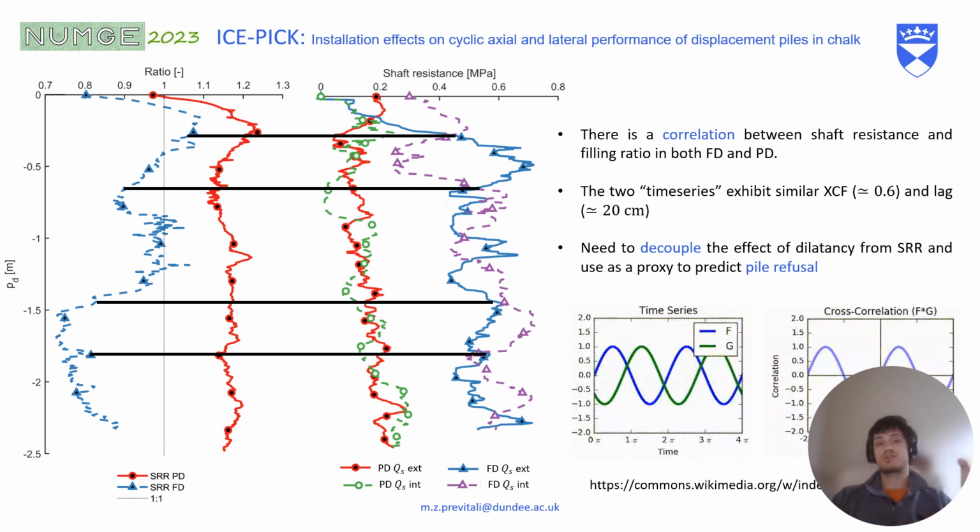By carrying out some cross correlation between the two, you can see that there is a correlation between shaft resistance and filling ratio for both. The two time series exhibit similar cross correlation ratios, so 0.6 and a lag of approximately 20 centimeters. The main issue with this method is that the latency is correctly coupled with the specific recovery ratio, which means that what we see as specific recovery ratio is not exactly indicative of plugging and coring behavior, since there is some delay and some smoothing due to the dilation.